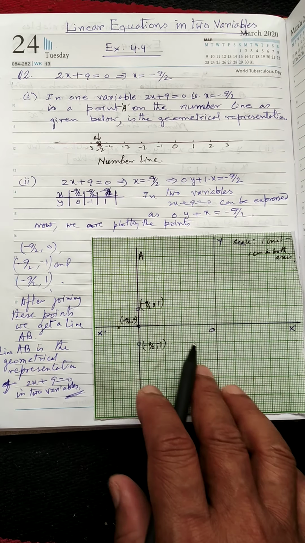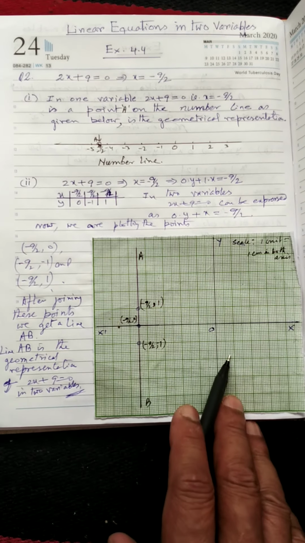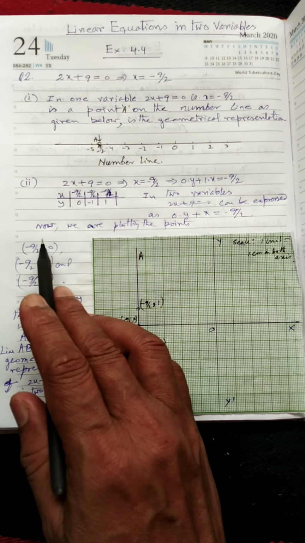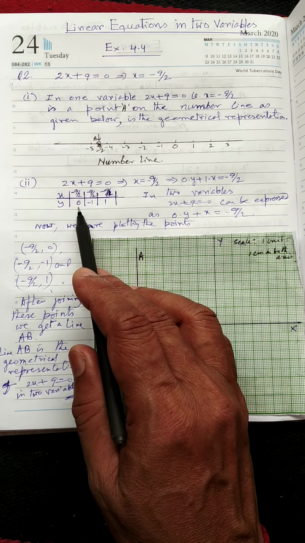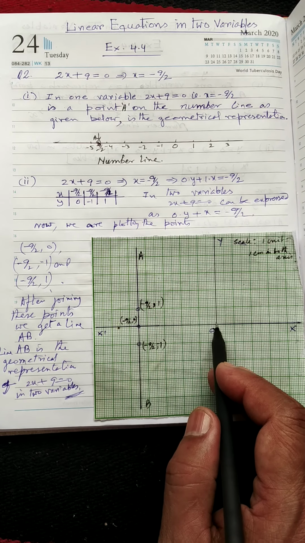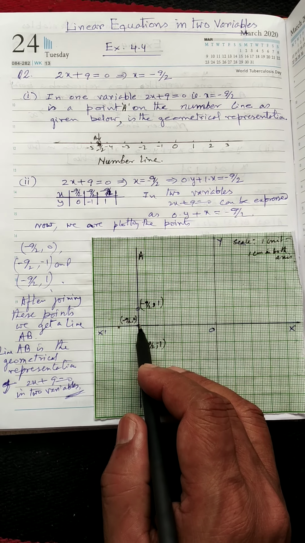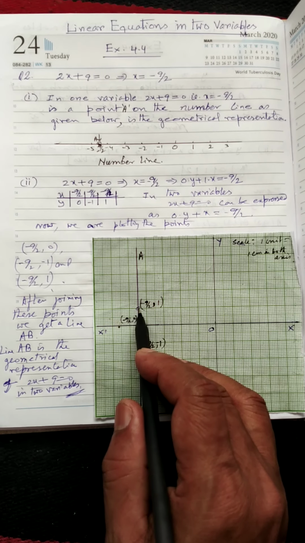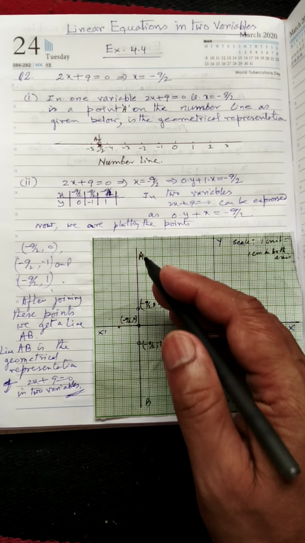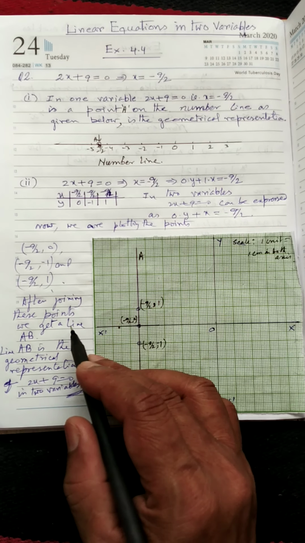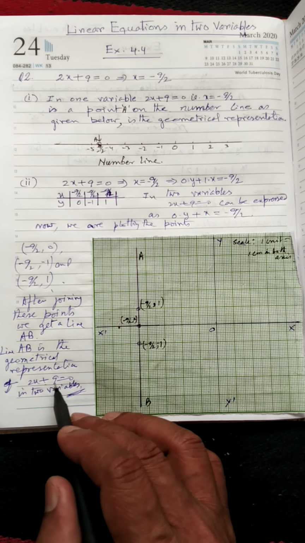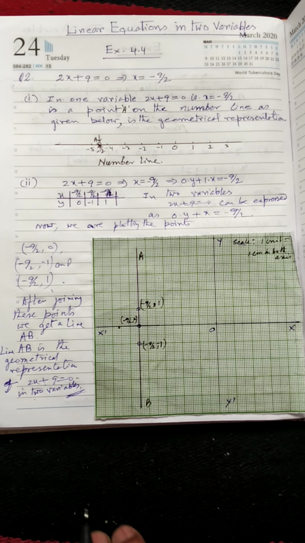Now we are drawing 2 perpendicular lines, the horizontal line x-axis and the vertical line y-axis, with scale 1 unit equal to 1 centimeter on both axes. Now plot the points (minus 9 by 2, 0), (minus 9 by 2, 1), (minus 9 by 2, minus 1). After joining these points, we get a line AB. Line AB is the geometrical representation of 2x plus 9 equal to 0 in two variables.